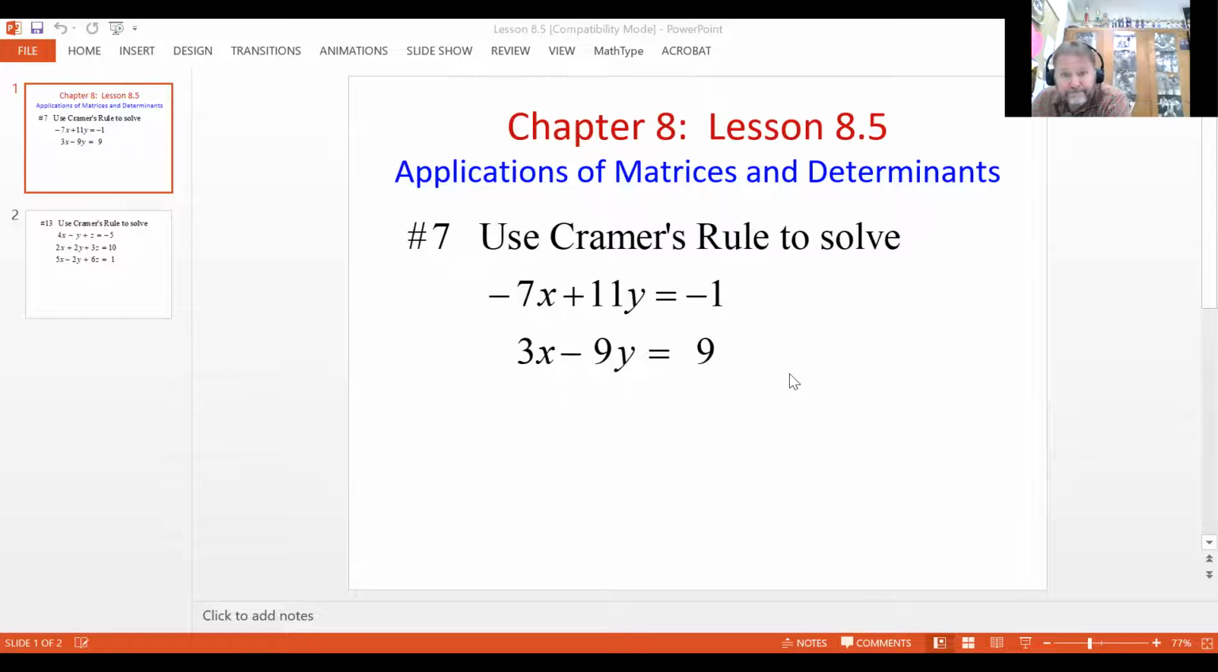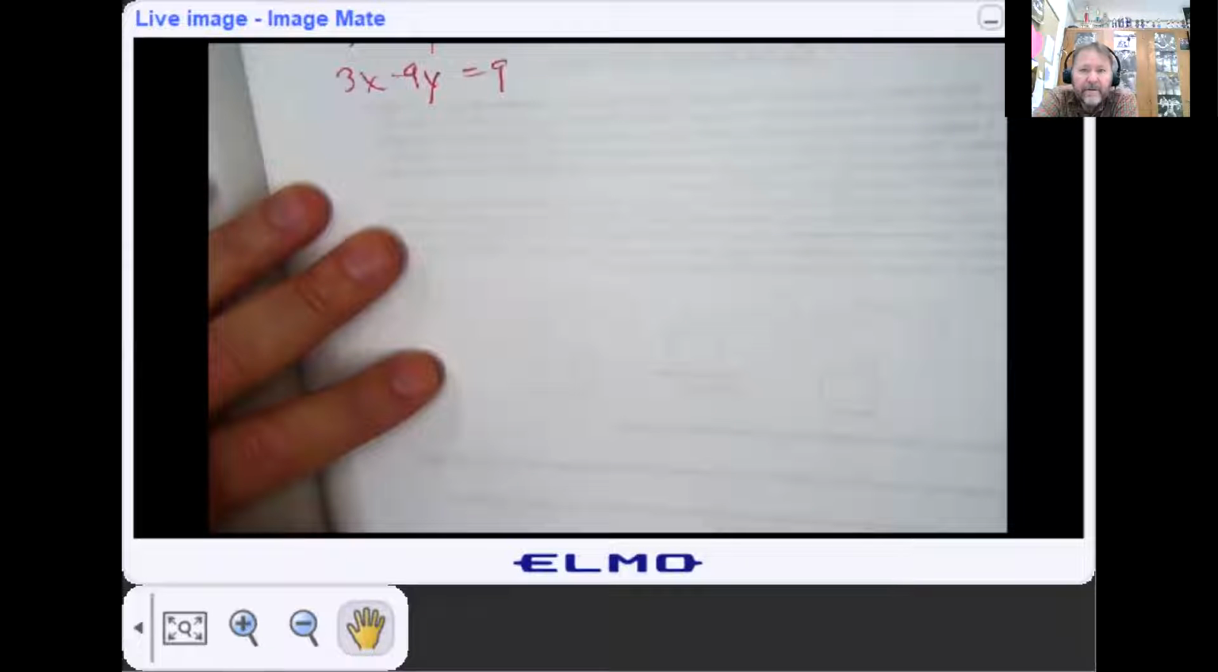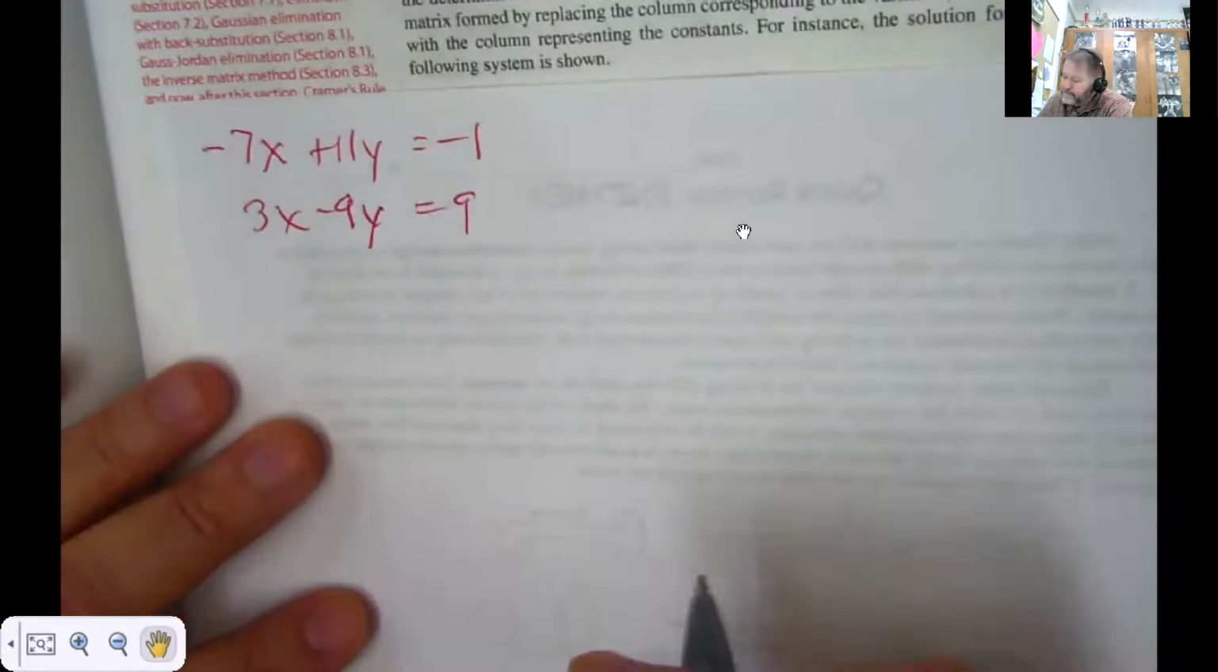Equals negative 1. 3x minus 9y equals 9. Okay, and here we go. Now let's go ahead and solve this system using Cramer's rule. All right, there it is. Let me make sure. Yep. Okay, so here's my system.